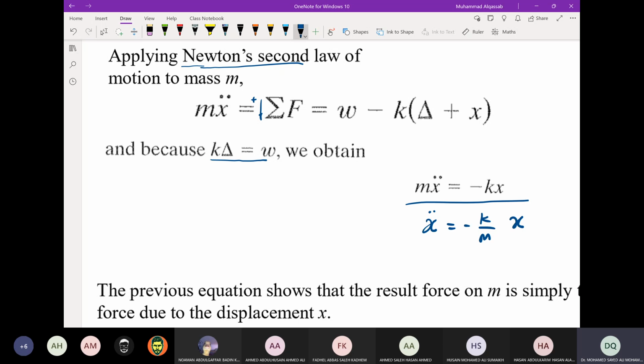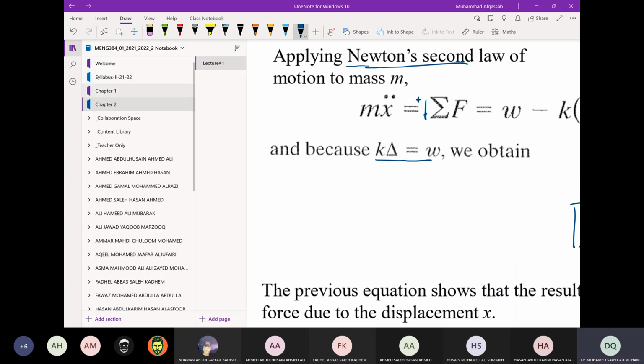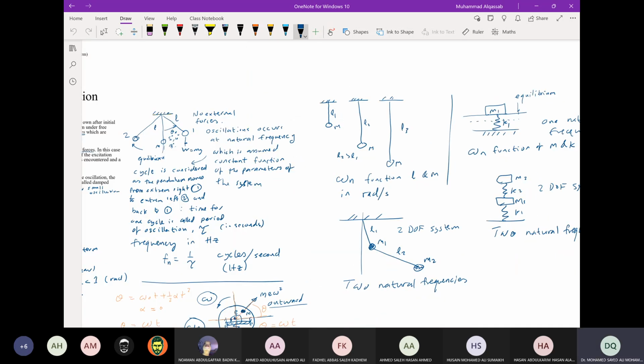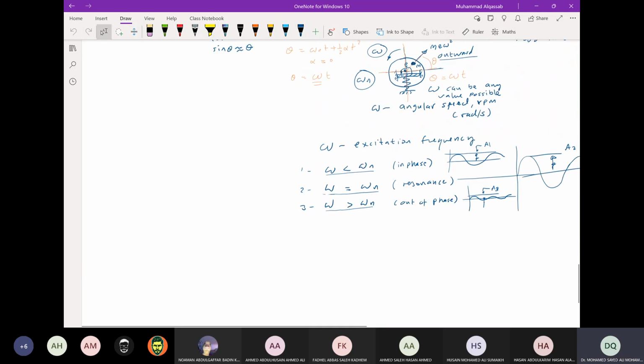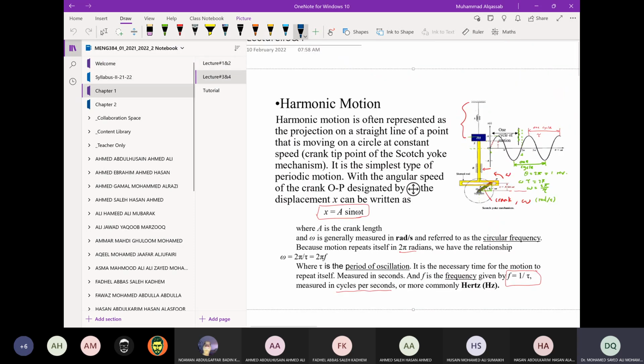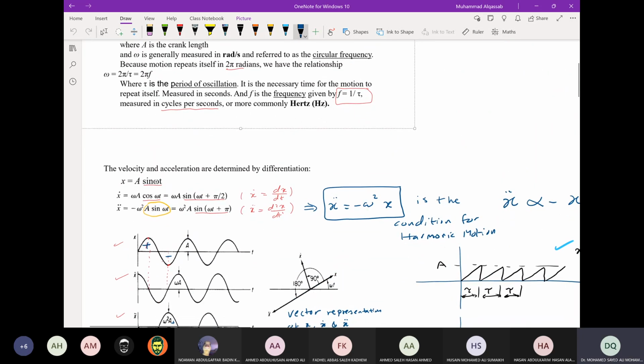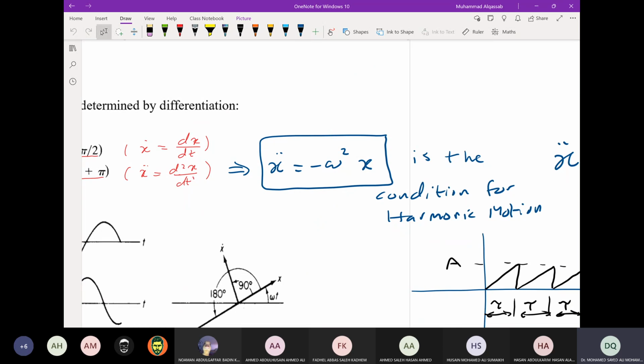Okay, this is the condition for harmonic motion. Now k and m are not changing with time. Those are constants. The spring stiffness is a spring constant, and m is also a constant. So this equation is called the harmonic condition. Okay, so I can take you back to chapter 1, lecture 3, harmonic motion, and we call this the condition for harmonic motion.